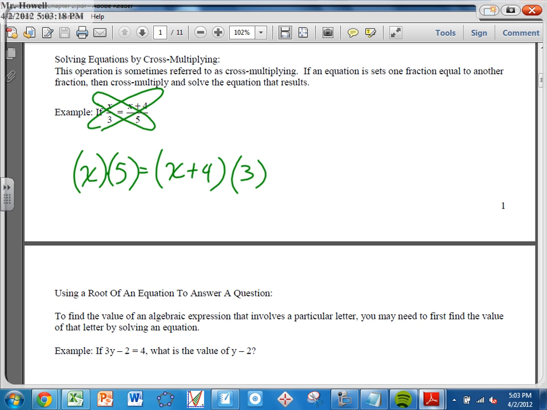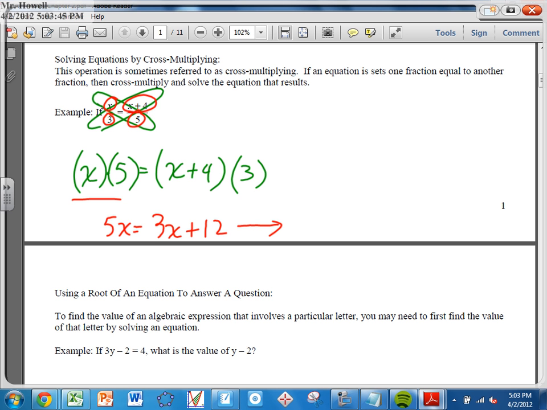So again, what am I doing? I'm multiplying the x times the 5. That's on my left-hand side. Doesn't matter which side. And then the 3 times the quantity x plus 4. I'm saying the quantity to remind you that you need to put parentheses around your x plus 4, therefore forcing you to remember to use the distributive property here. x times 5 is simply 5x. That's the easy part. But on the right-hand side, now we have 3x plus 12.